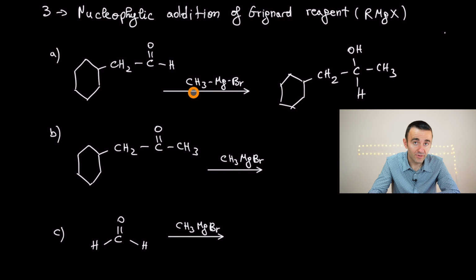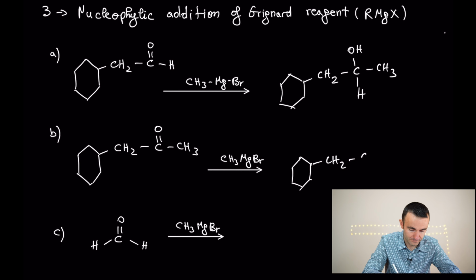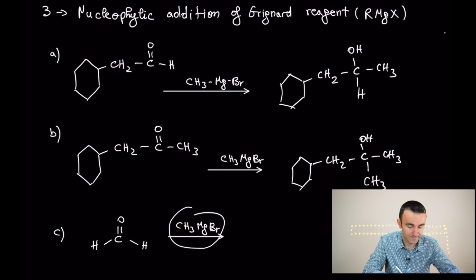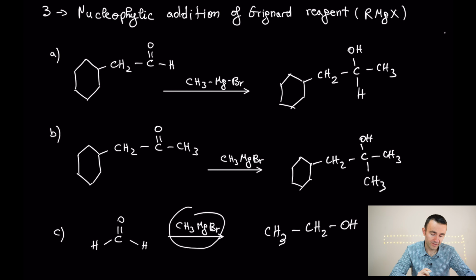Be careful, when we treat with Grignard reagent, we add carbons. In the case of sodium borohydride above, we do not add any carbon, just the hydrogen. Okay, because we are going to see some examples below that need the Grignard reagent to add more carbons. The second case is going to form a tertiary alcohol, right? And with formaldehyde, it doesn't matter what the structure of the Grignard is, it is going to form a primary alcohol, in this case ethanol, right?